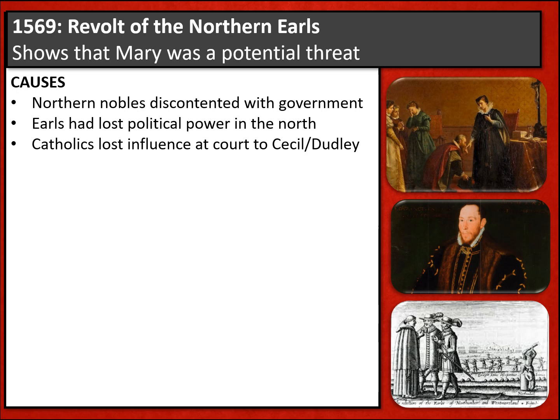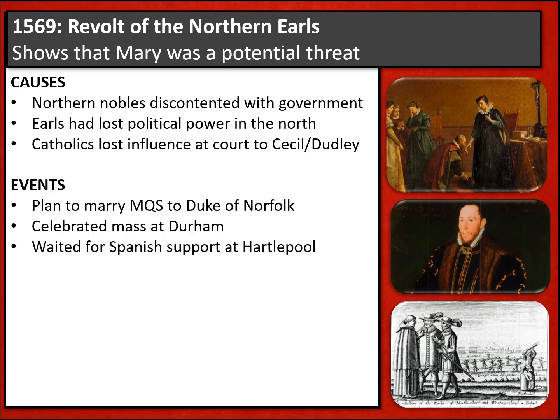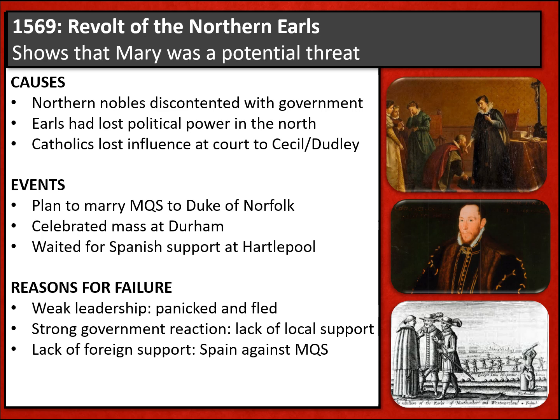Important names here are Charles Neville, who was the Earl of Westmoreland, and Thomas Percy, who was the Earl of Northumberland. And their plot was fairly straightforward. What they would do is that they would marry Mary Queen of Scots to a leading Catholic nobleman, Thomas Howard, the Duke of Norfolk, who's in the middle image there. But this would be achieved with support from Spain.